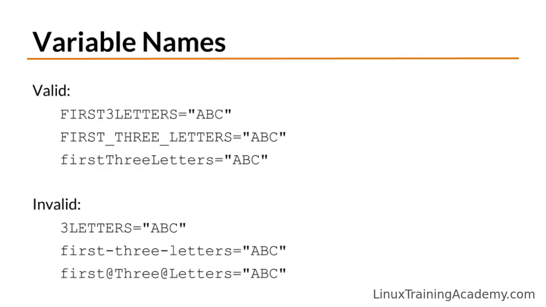Variable names can contain letters, digits, and underscores. They can start with letters or underscores, but cannot start with a digit. Here are some examples of valid variable names, followed by some examples of invalid variable names. The valid variable names have a mixture of uppercase and lowercase letters and the underscore and digits. All that is fine. In the invalid case, you see a variable that starts with a digit, which is an invalid syntax for a variable name. The other two examples contain dashes and @ signs, which are not valid characters to be used in variable names.